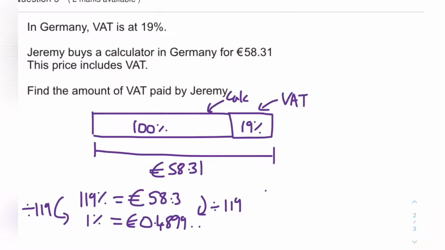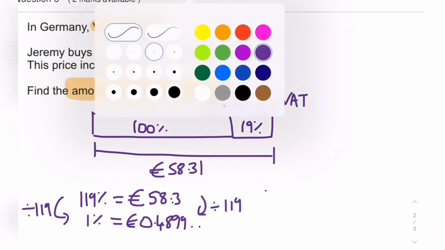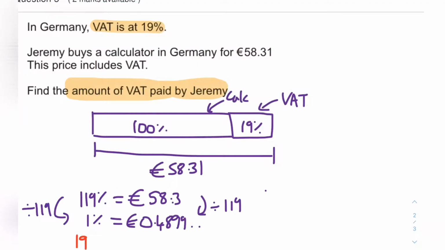Now, this is the bit which changes slightly. If it wanted the price of the calculator, you would multiply by 100. However, it is asked for the amount of VAT paid by Jeremy. So if we remember the question, the VAT is only 19%. So actually, at this stage here, we only want to find out what 19% is. To go from 1 to 19, we're just going to times by 19.